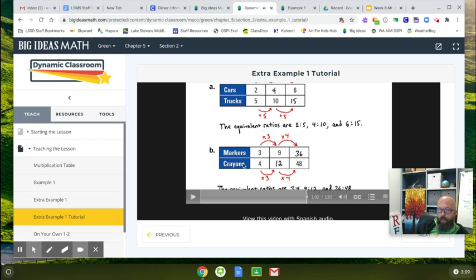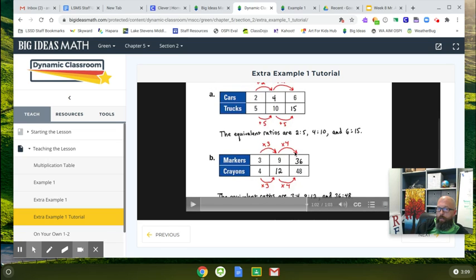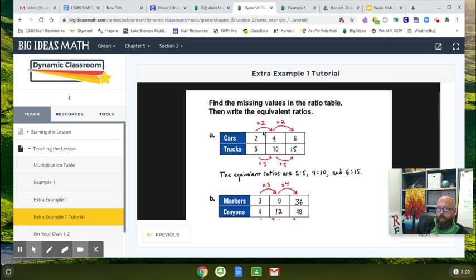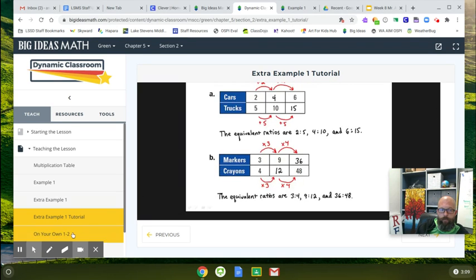There you have it. So first you figured out that this was times 3, so you did the same thing on the bottom. Notice how, though, when you do multiplication, you do the same thing on the bottom that you do on the top, but when you do adding, you don't. So if you do plus 2 on the top, that does not mean you do plus 2 on the bottom. So you got to be careful about that difference.